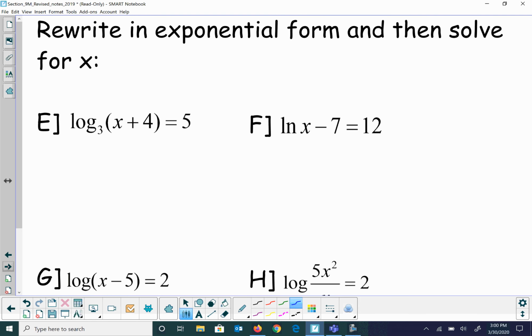All right, rewrite in exponent form and then solve for x. Okay, so remember our shell. As long as we have log base whatever over here, I'm going to shell it around. So this becomes 3 raised to the 5th power equals x plus 4. And 3 to the 5th power, I don't have that off the top of my head, so I have to hit my calculator real quick.